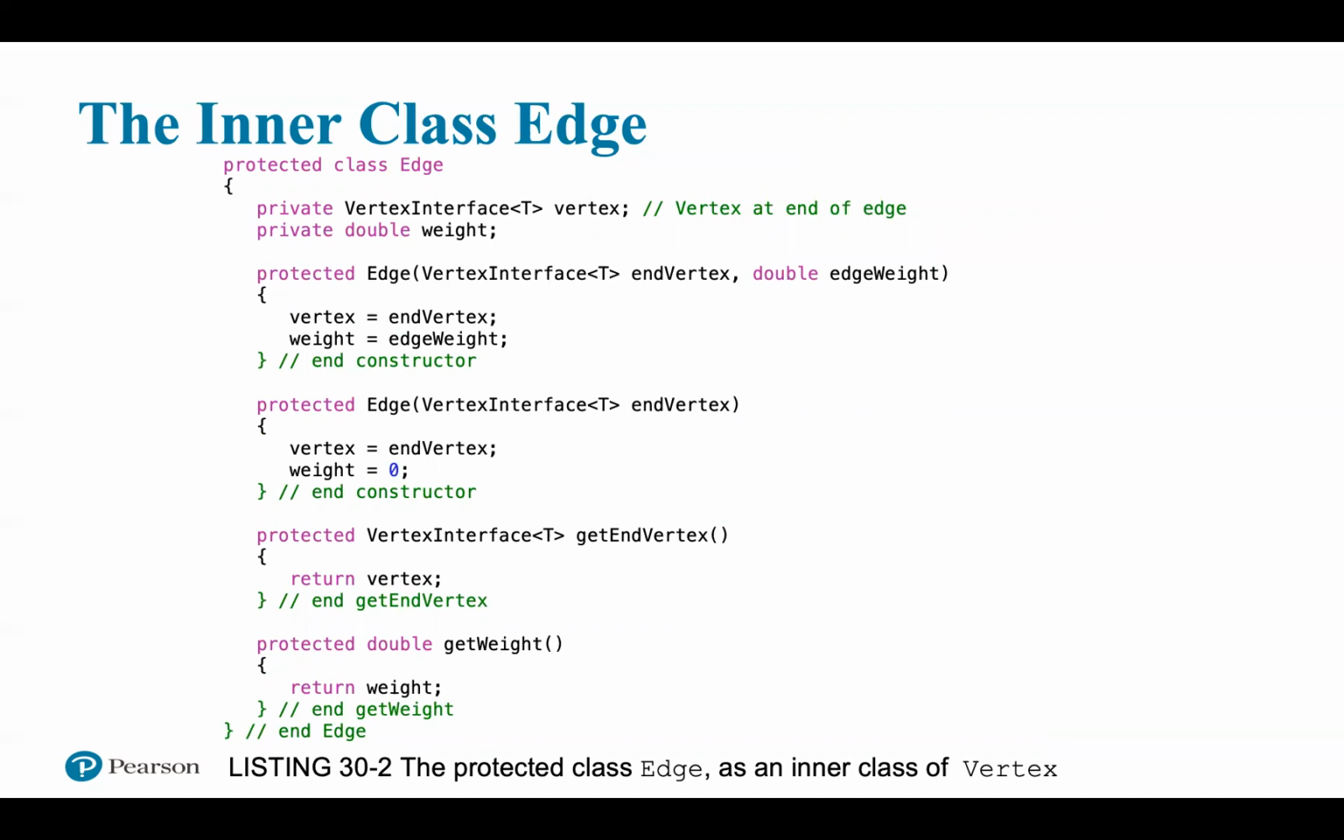Since Vertex is the only class that uses edges, we make Edge an inner class of Vertex. Listing 32 that we're showing here shows an implementation of Edge. We provide a data field for the edge's weight, if any. For unweighted graphs, we will set the field to 0 rather than creating a class of unweighted edges. Note that the Edge's second constructor sets the edge weight to 0.